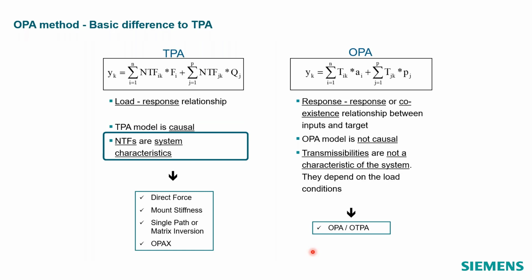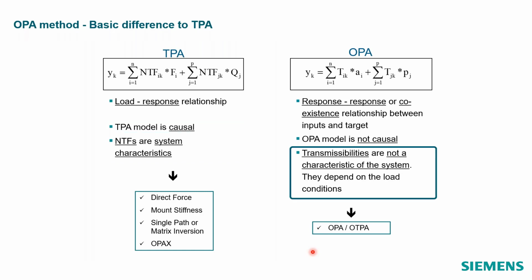The noise transfer functions in TPA are system characteristics of your object. Transmissibilities are not a characteristic of the system. So for example, if I have an FRF, that FRF is related to whatever you're testing. If I look at a transmissibility function, it's going to be different at every single speed. So if I look at a transmissibility at 1,000 RPM, 3,000 RPM, 6,000 RPM, it's going to change. If I'm driving a different part of the road, that transmissibility function could change as well.